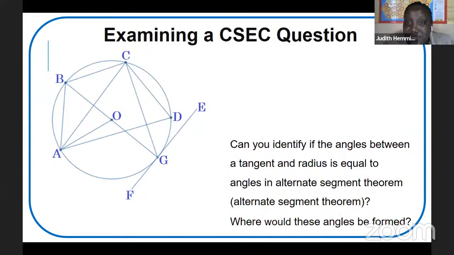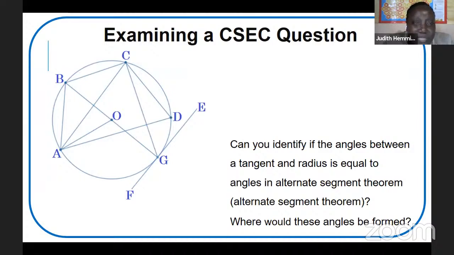Any other responses? Not at the moment. So I'm checking on BGF and BGC. Let's look at those: FGB and BGC. Please note one point I want to make. The alternate angle would have been formed at the point at the circumference. So that is my response to Rikia, just to take another look.